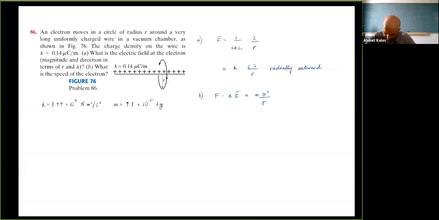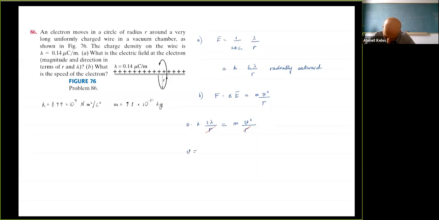Right? So let's write this. It's going to be E. I just plug in what I got for E. It's like K times 2 lambda divided by radius should be equal to m v squared divided by r. And if I cancel these, I have something nice. So then I can solve this for V.